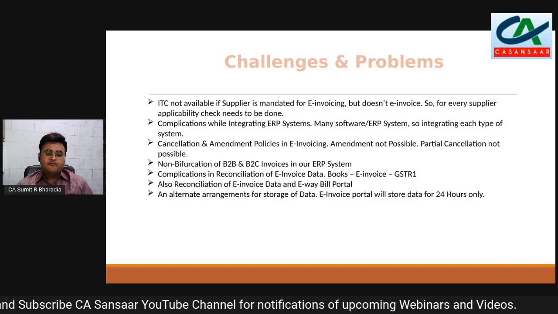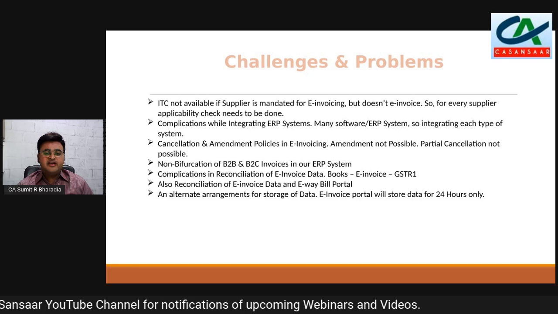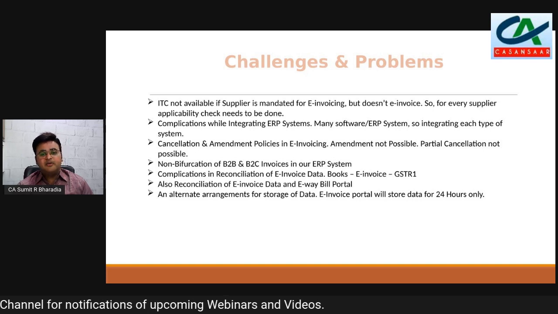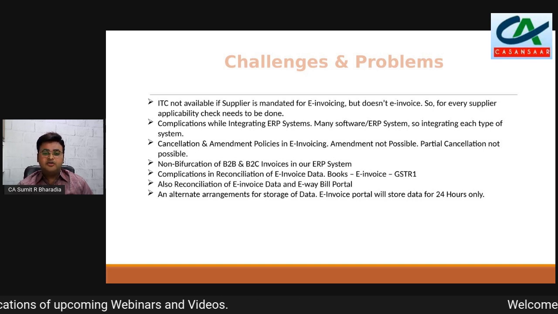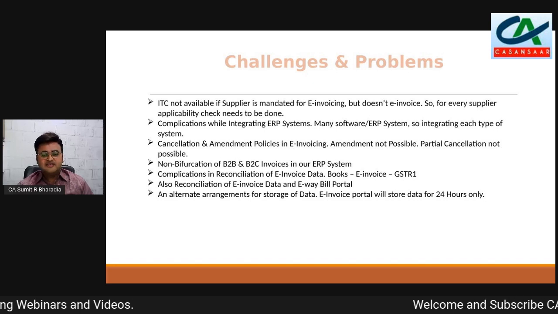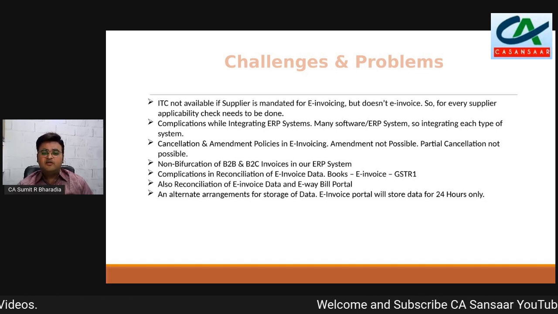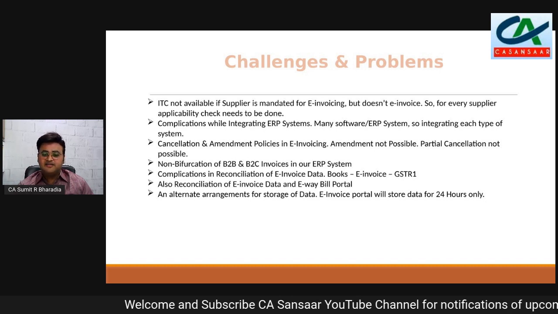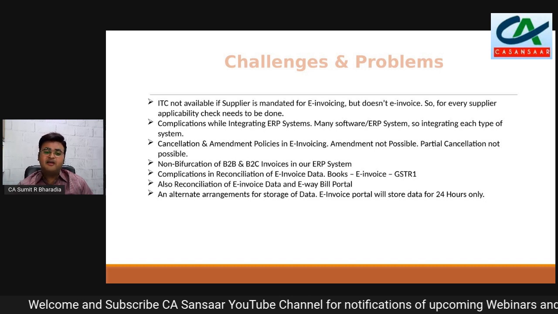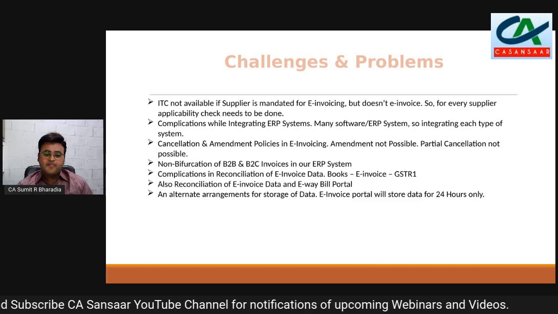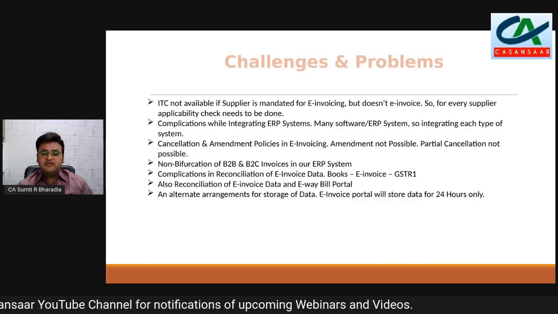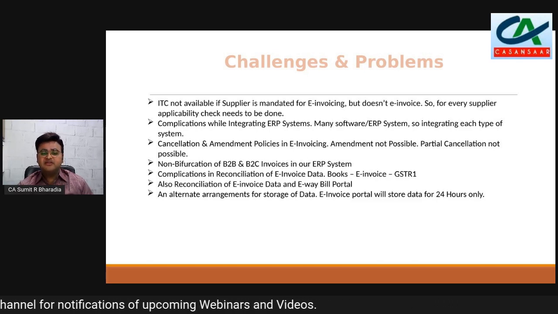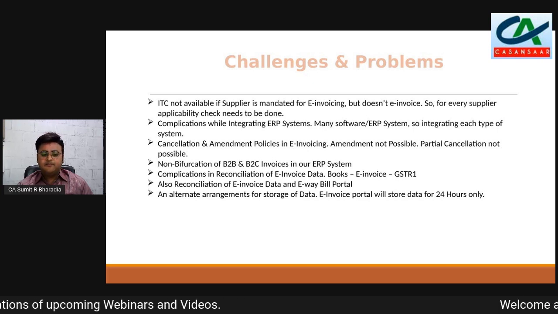Challenges and problems. If a person to whom e-invoicing is applicable does not prepare the e-invoice according to sub-rule 4, then such an invoice is not a valid invoice. Hence, the person to whom he supplies cannot take the ITC. So for every supplier, an applicability check needs to be done. Complications while integrating the ERP system. Now you have to integrate your system with the e-invoicing system.